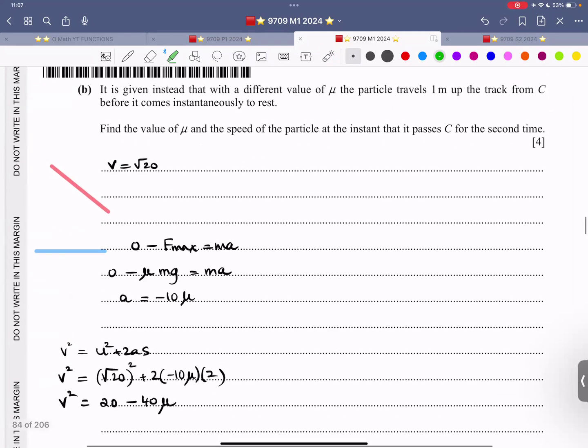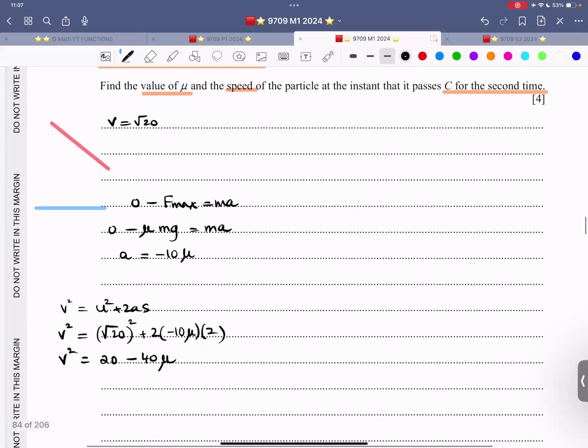Now it says it is given instead that with a different value of mu, the particle travels 1 meter up the track from C before it comes instantaneously to rest. Find the value of mu and the speed of the particle at the instant it passes C for the second time. Now the first stage remains the same. That is unchanged. Why? Because that is a smooth plane. So V is still root 20 meter per second.